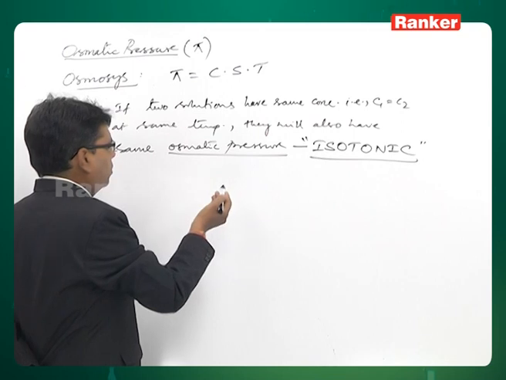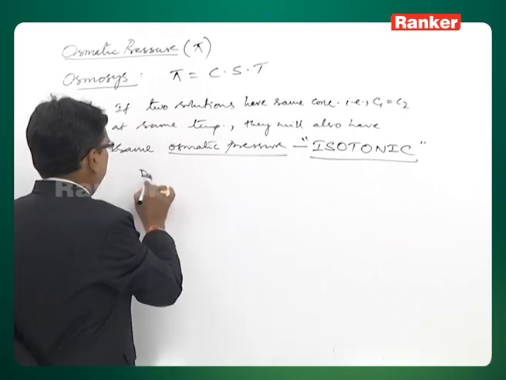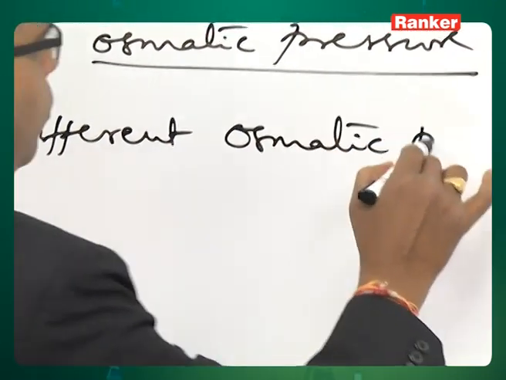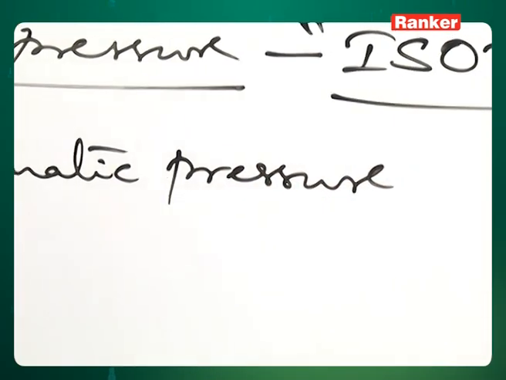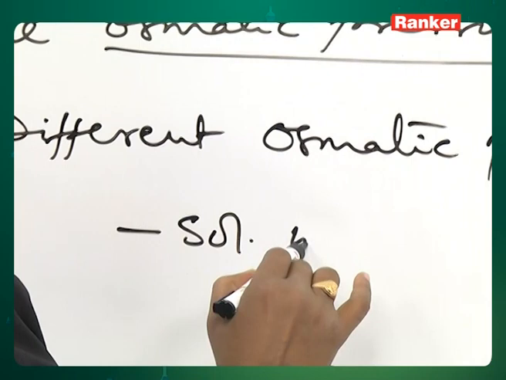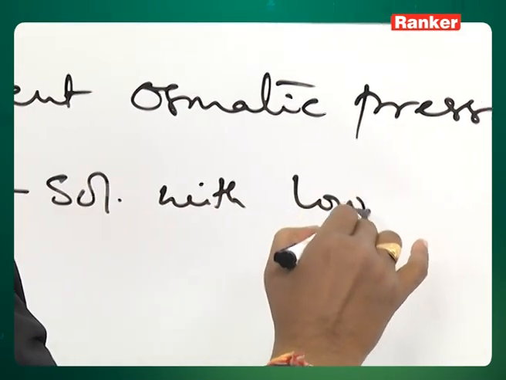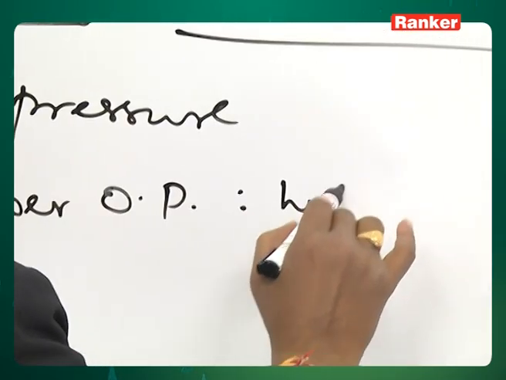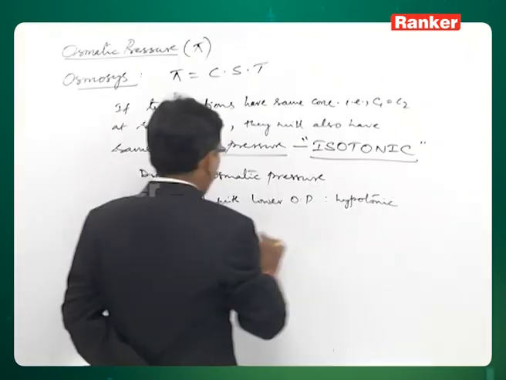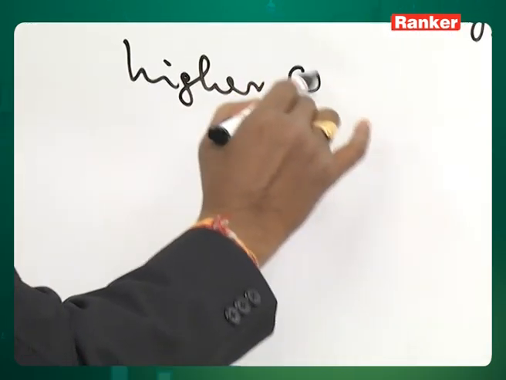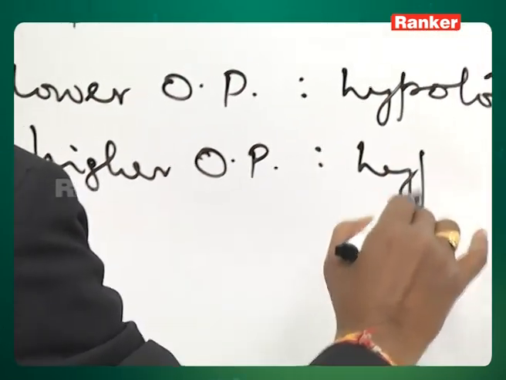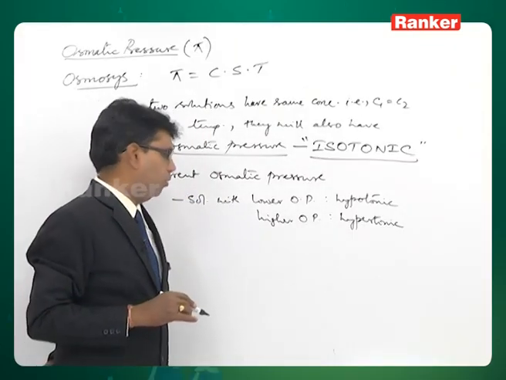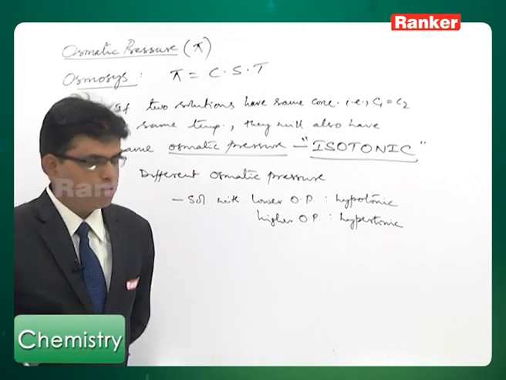So, the next is, if two solutions are having different osmotic pressure, then the solution with lower osmotic pressure is called hypotonic, and the solution with higher osmotic pressure is called hypertonic. Solution with lower osmotic pressure is called hypotonic, and solution with higher osmotic pressure is called hypertonic.